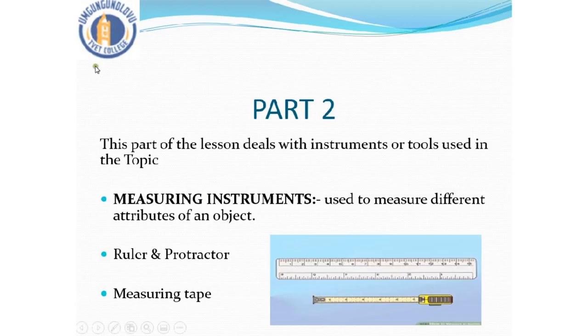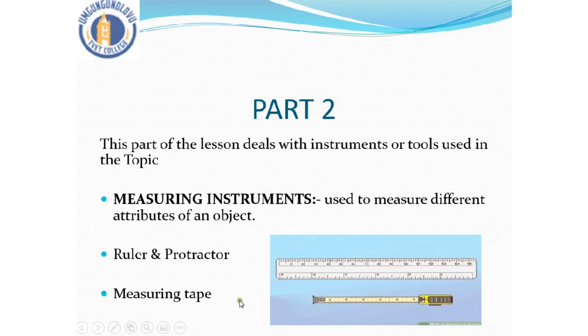Right. Now let's proceed to part two of our lesson. This part of the lesson deals with the instruments or tools that are going to be used in this topic. You are going to be using measuring instruments to measure different attributes of objects, like the ruler and the protractor. You must know when to use your ruler and when to use your protractor. Your protractor is used when you're measuring angles, but your ruler is used to measure the distance or the line.